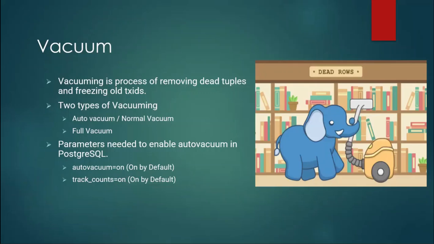These are the two parameters, which are on by default: autovacuum and track_counts. These two parameters are needed to enable auto vacuuming. Full vacuuming we do manually, or we can schedule it with a scheduler such as cron or other relevant schedulers for PostgreSQL. But these are the two settings for auto vacuuming in PostgreSQL.